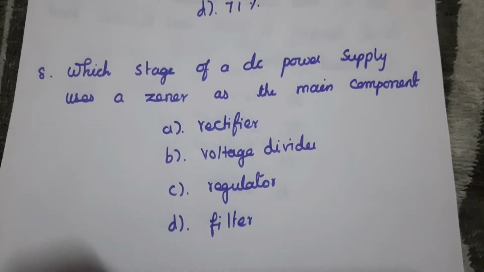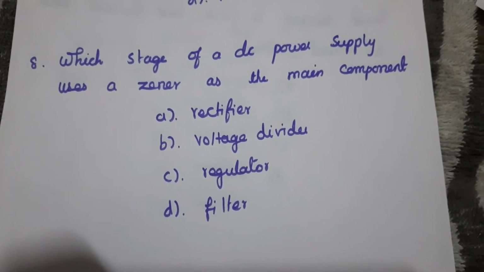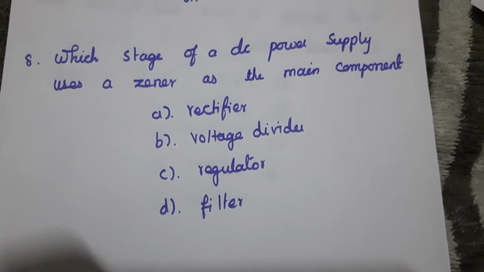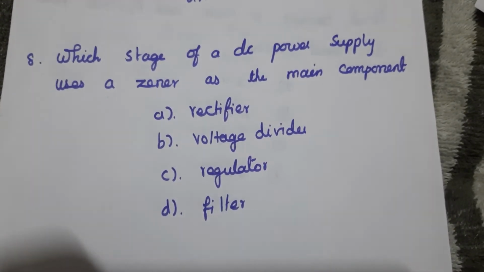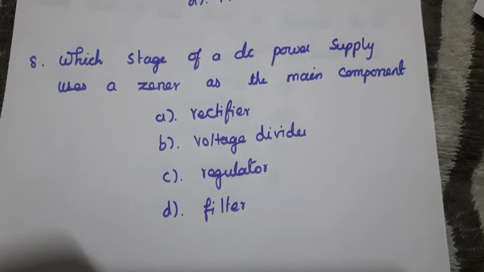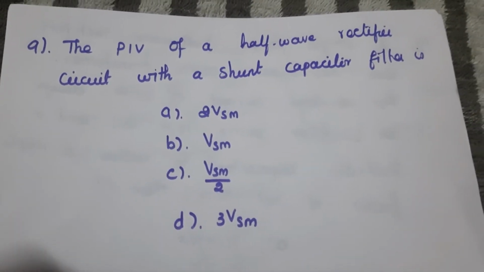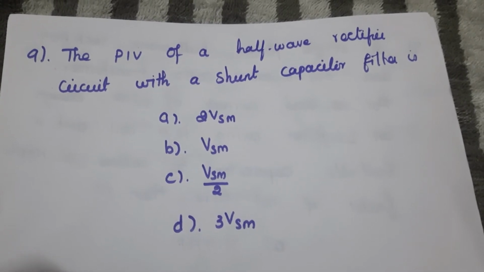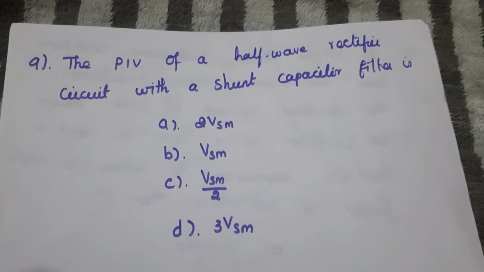Eighth question: which stage of a DC power supply uses a Zener as the main component? Find the correct answer.